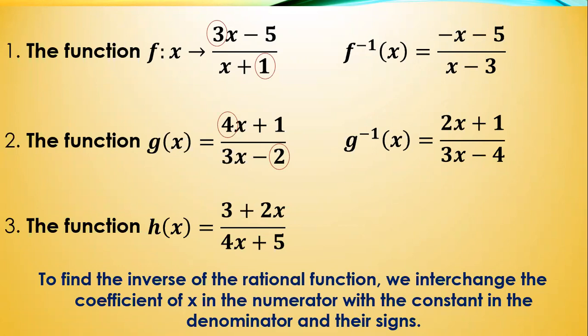Given the function h of x, which is 3 plus 2x, all divided by 4x plus 5, the inverse of this function will be, before that, we need to switch the places of the coefficient of x in the numerator with the constant in the denominator. And remember to change their signs. Now we can write the inverse of the function h of x is 3 minus 5x all divided by 4x minus 2. Well done.